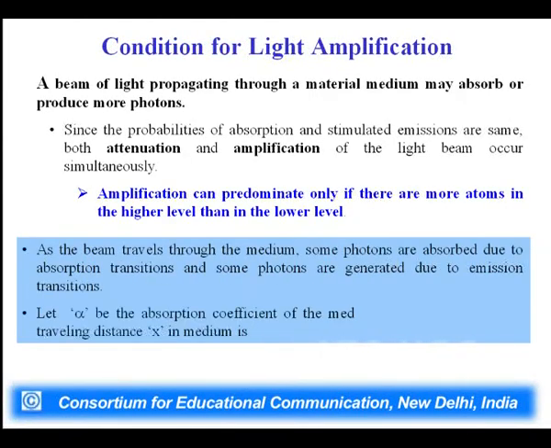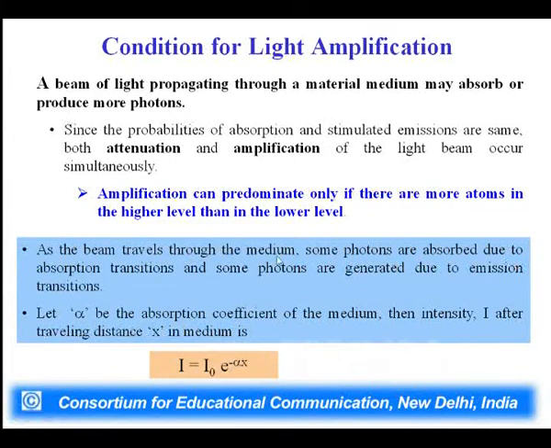Then what are the conditions of light amplification? A beam of light propagating through a medium may be absorbed, or may produce more photons that will be amplified, producing the amplification of the light. Since the probabilities of absorption and stimulated emission are the same, both attenuation and amplification of the light beam occur simultaneously. Amplification can predominate only if there are more atoms in the higher level than in the lower level.